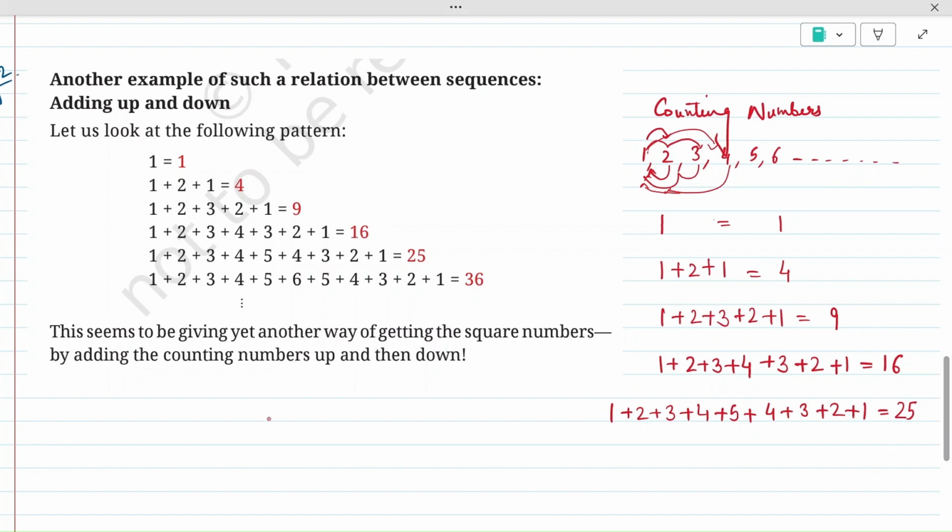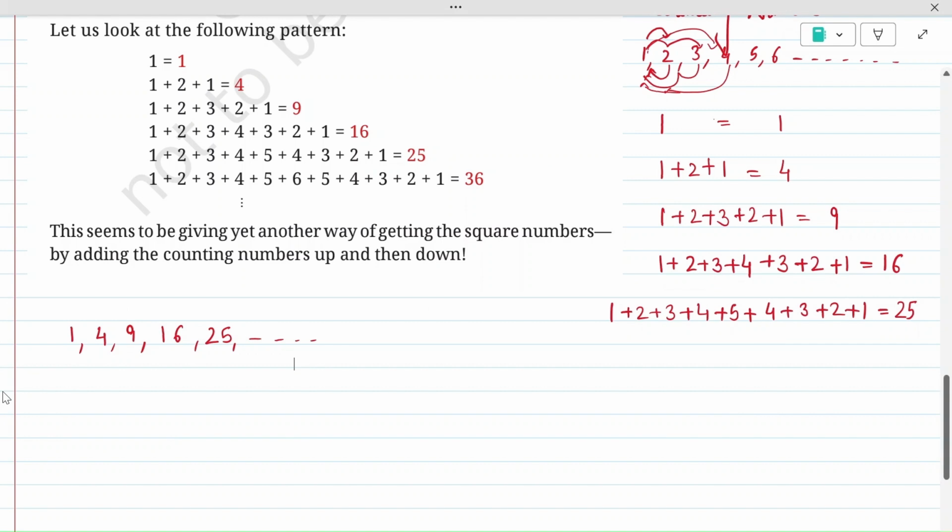Again, I am noting the sequence which we are getting here, that is 1, 4, 9, 16 and 25 and so on, if we add more numbers to it. Okay. So again kids, if we see these numbers closely, it's nothing but the sequence of squares, right? This is 1 square, 2 square, 3 square, 4 square and 5 square, and it goes on.